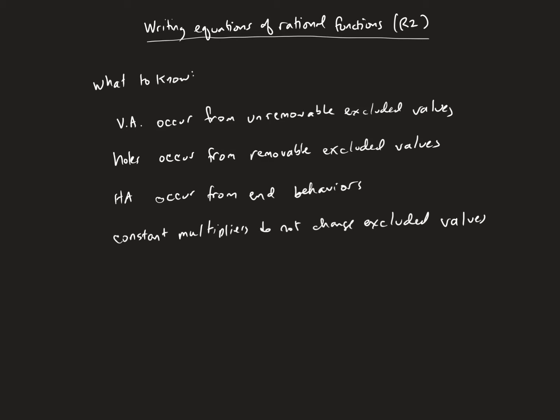Okay, everybody, let's talk about problem R2, which is all about writing equations of rational functions based upon information you're given about the graph. So here's what you need to know, and these are things you learned in Algebra 2 and talked about in pre-cal last year.